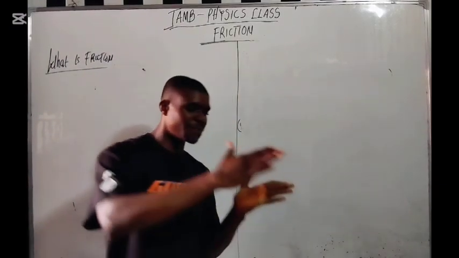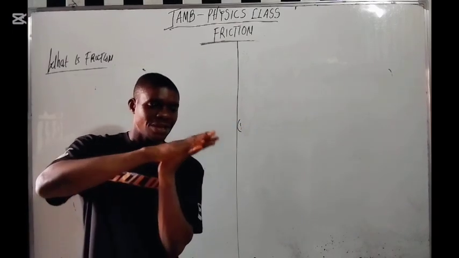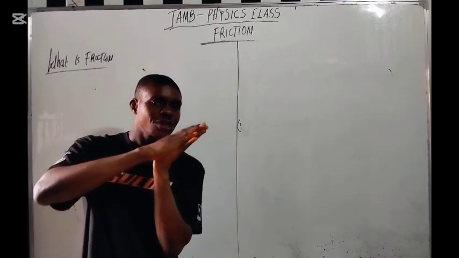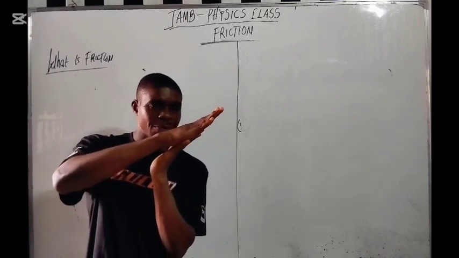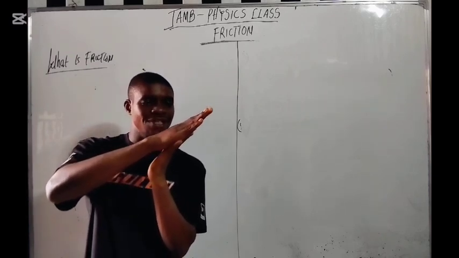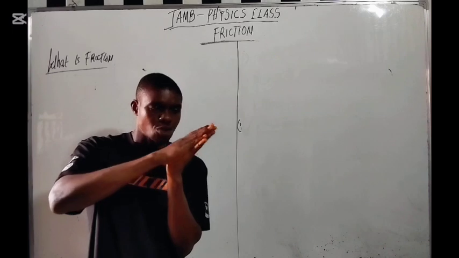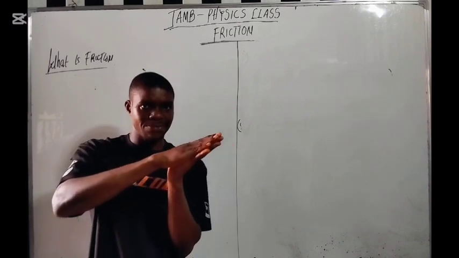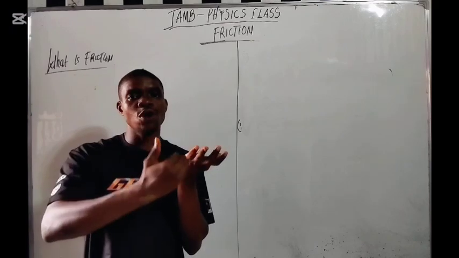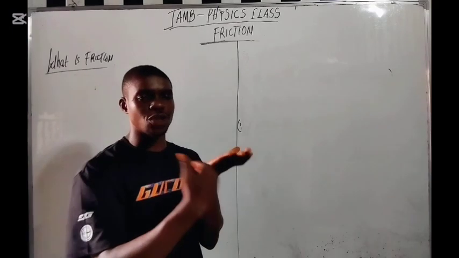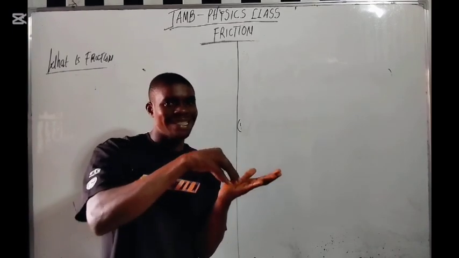For example, if I place my hand here, what happens is that a frictional force is acting here. If I move my hand, there's a frictional force that acts here, trying to stop this movement. And the frictional force is always parallel to the contact surface.